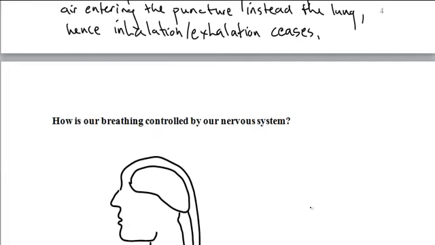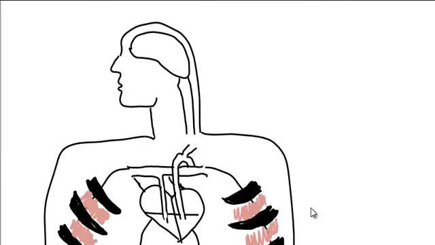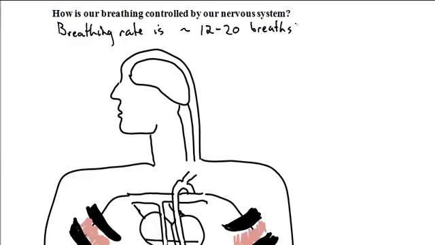Okay, so our breathing is controlled by our nervous system. At first, in general, our breathing rate is automatically controlled. So for most adults, our breathing rate is approximately 12 to 20 breaths per minute, or what we call ventilations per minute.